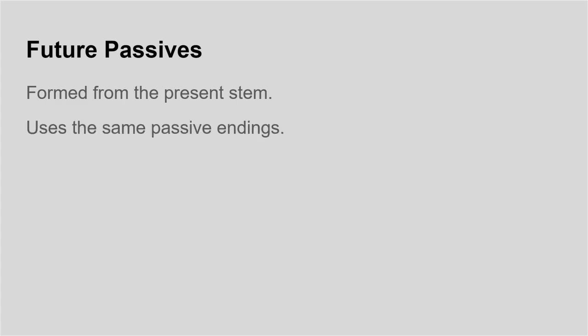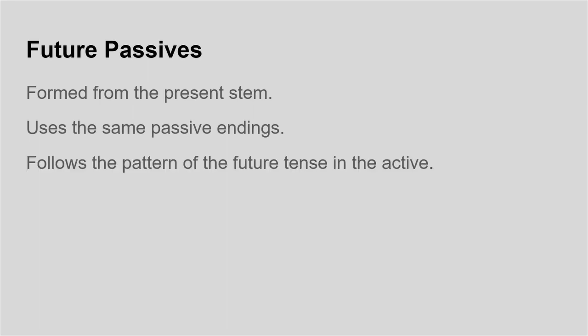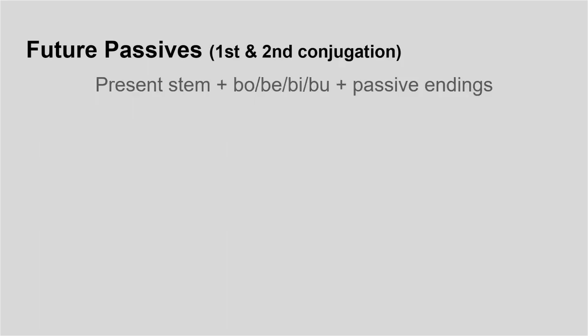So future passives are really easy to spot. They're formed from the present stem and they use the same passive endings as we've been going through with the present passives and the imperfect passives. They are -r, -ris, -tur, -mur, -mini, -ntur, and they follow the pattern of the future tense in the active. Now, because they're future, I have to have different ones for first and second conjugation. If you're not sure about why, I explain it all in my future active verbs video that I did a while ago. So I have my present stem.